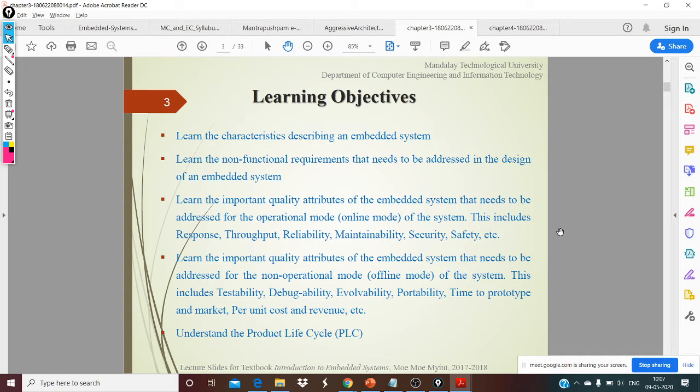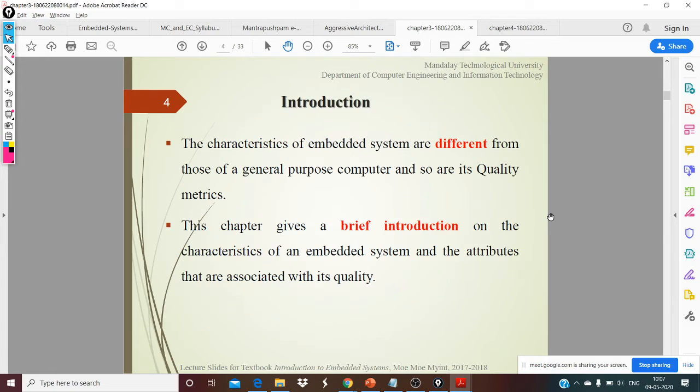I'll share these slides. I found these slides on SlideShare. It was really very good. It covered all the key points. It saved some time for me.